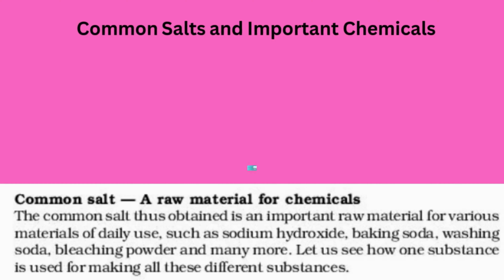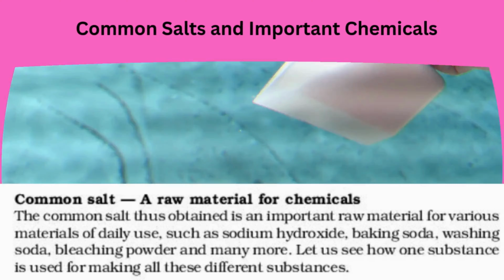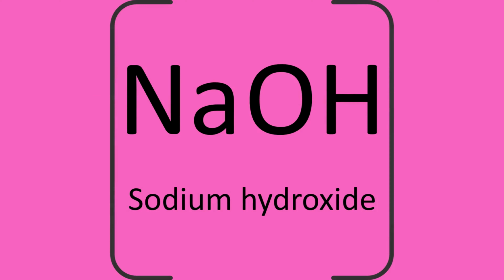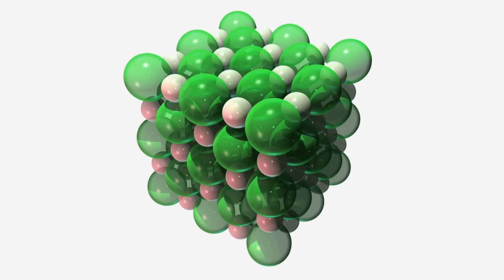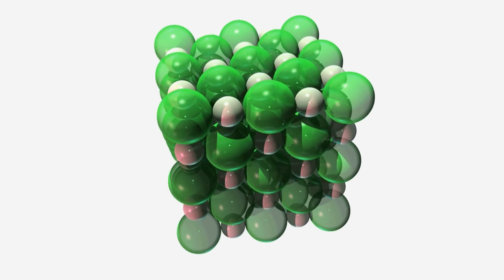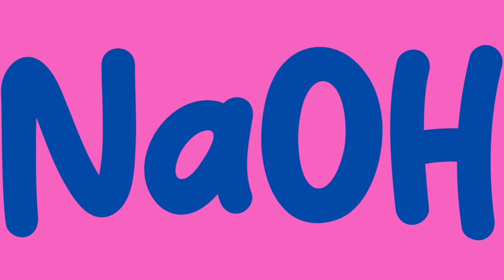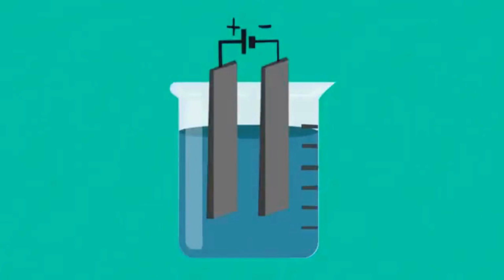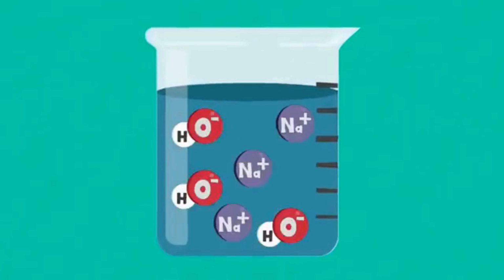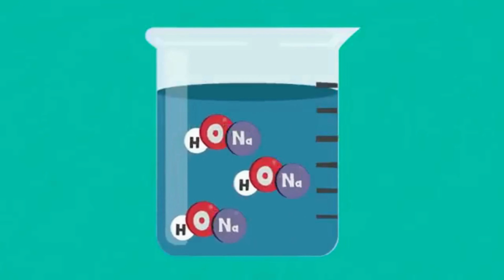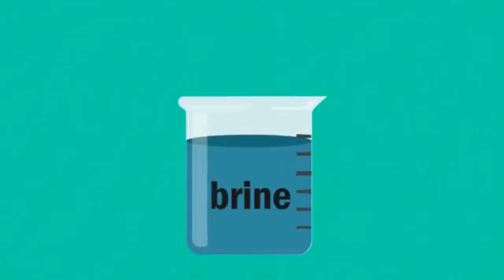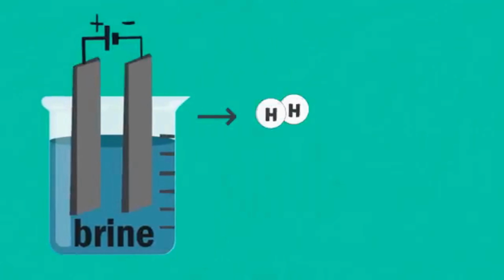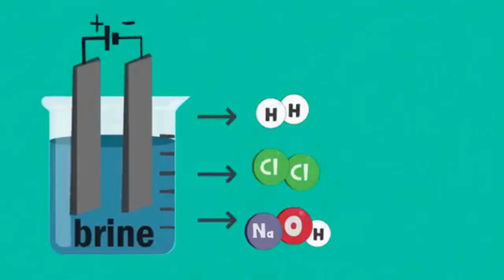Common salts and important chemicals. Sodium hydroxide. Students, sodium hydroxide is a very important base. Its chemical formula is NaOH. Preparation. It is prepared by electrolysis of brine, which is an aqueous solution of sodium chloride. During electrolysis of brine, sodium hydroxide is formed, chlorine gas is produced, hydrogen gas is also produced.